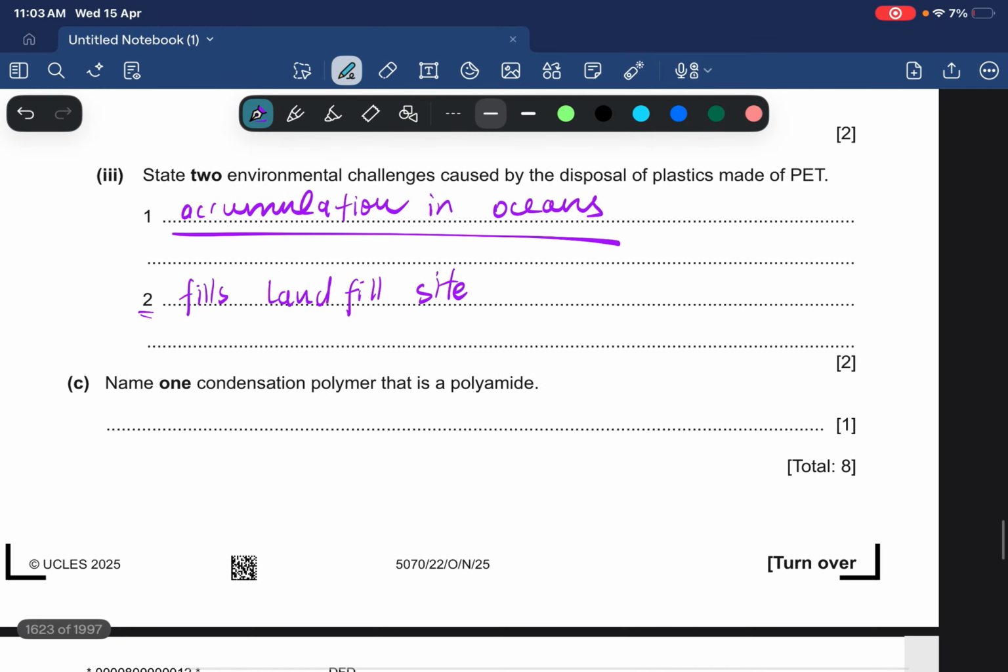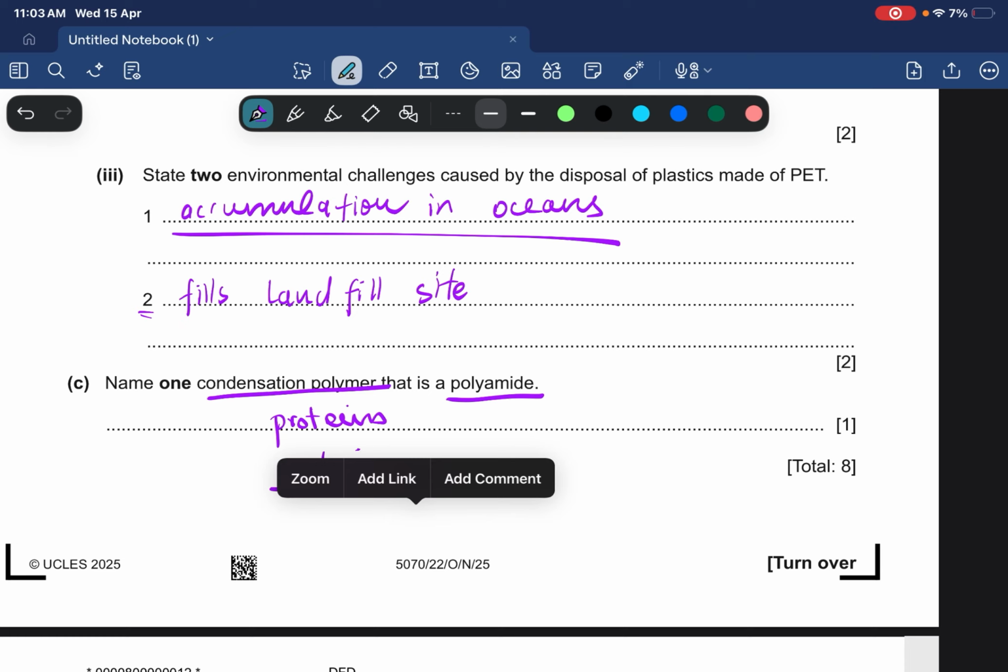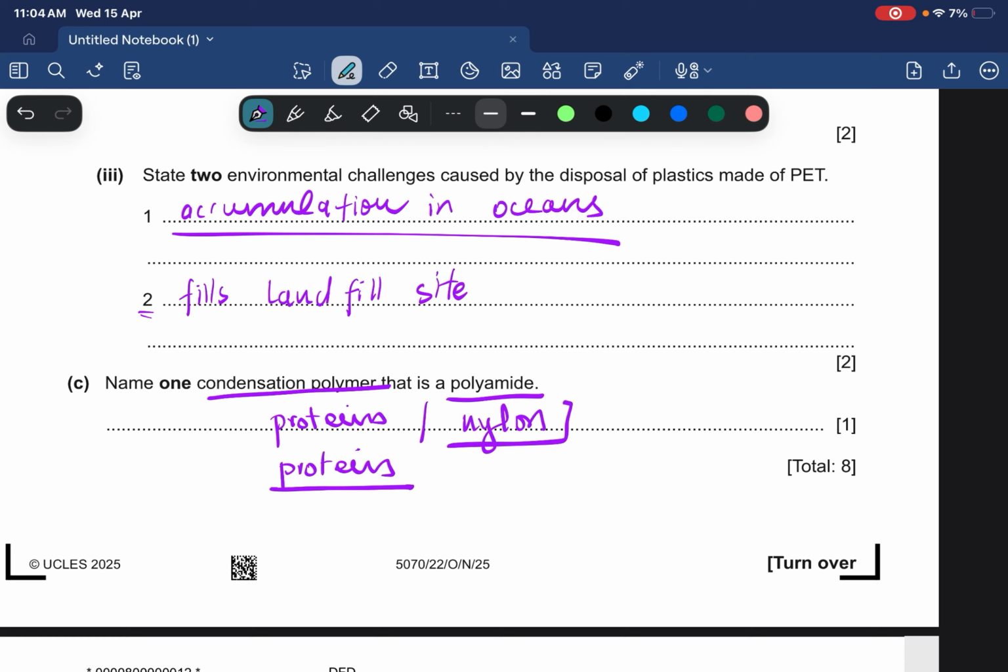Okay, name one polymer that's a polyamide. Condensation polymer that's a polyamide. Proteins and nylons. Proteins are made up of amino acid monomers, and nylon is made up of diamine and dicarboxylic acid. So either you can write proteins, they're also polyamides because they're made up of amino acid monomers, or you can write nylon. Nylon is synthetic, man-made.